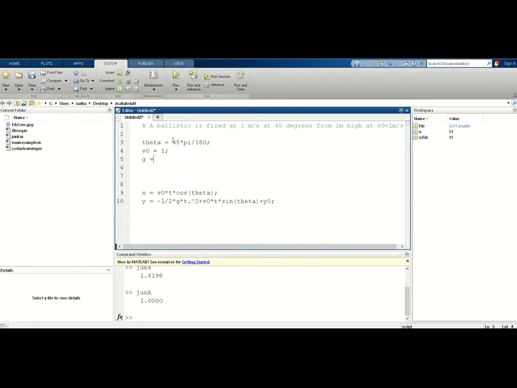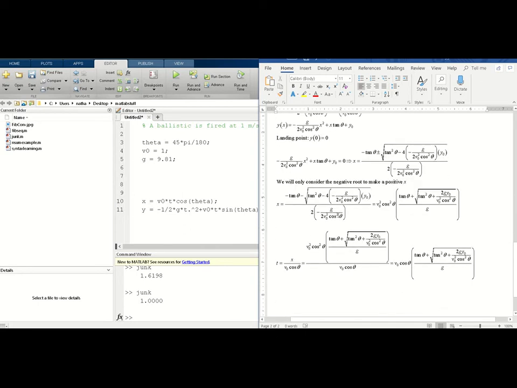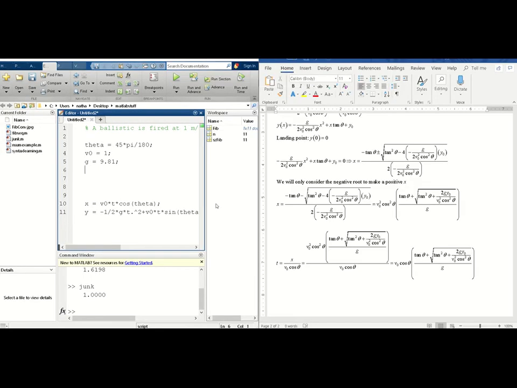G, gravity is not going to change. We use a positive value here. The negative has already been accounted for here. Be careful there, we have to decide how to manage that. Okay, so we have all that. Now let's go back over to here. Remember, we solved for t as a function of x, and that turns out to be this terrible thing. So let's go type this terrible thing in.